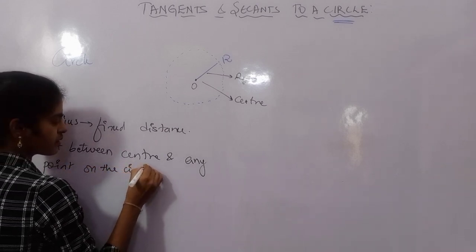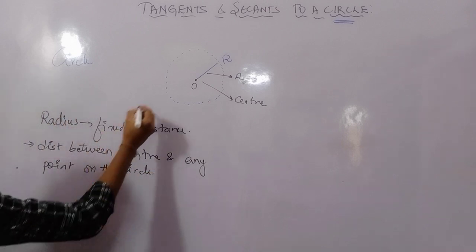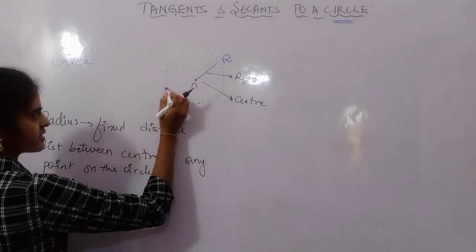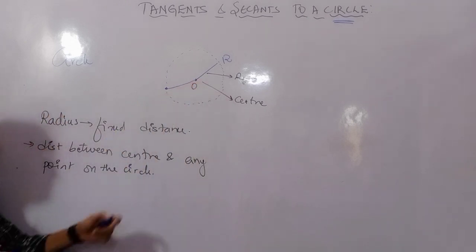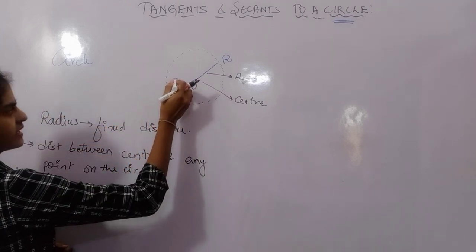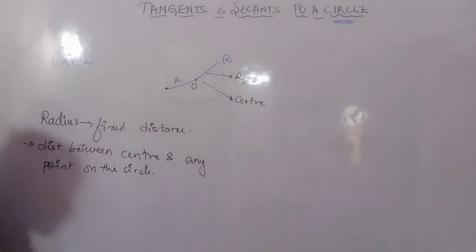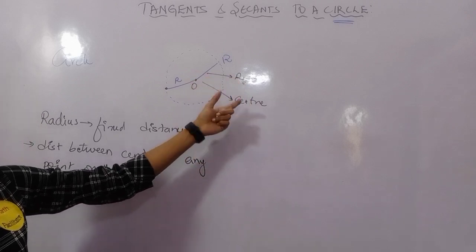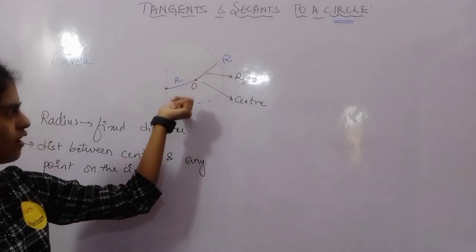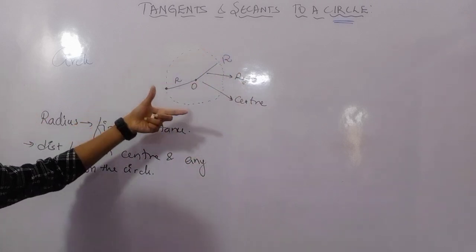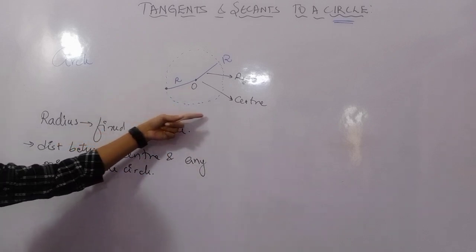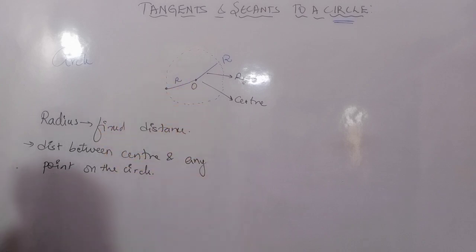For example, if I take one more point on the circle, say this point, and find the distance, this also will be equal to the radius. Because all these points are at the same fixed distance, so radius is nothing but the distance between the center and any point on the circle. You can take any point on the circle.